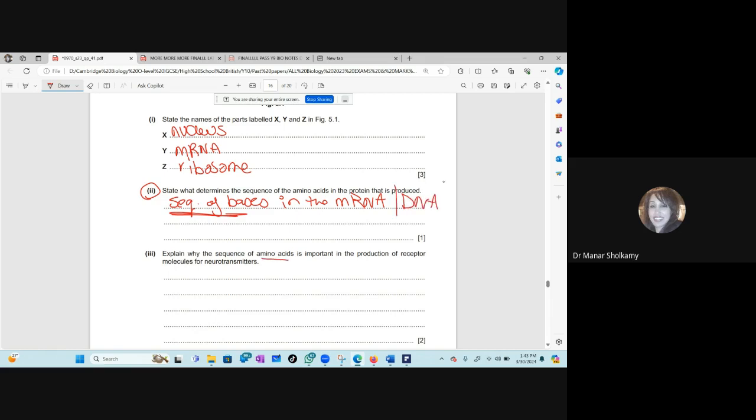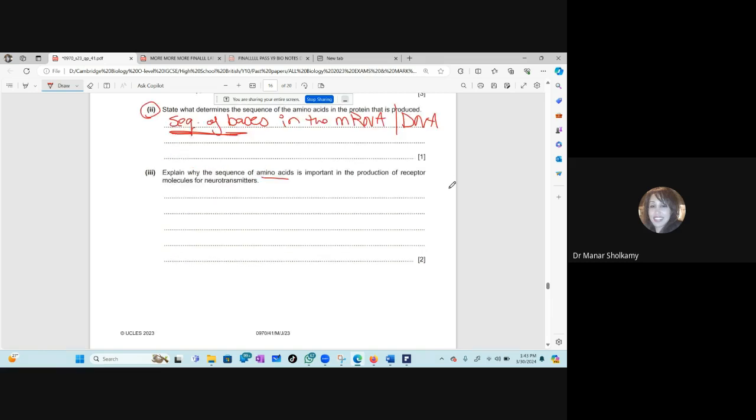Is gene correct instead of bases? Messenger RNA is even better. Yes, of course it is correct. Explain why the sequence of amino acids is important in the production of receptor molecules for neurotransmitters. Now, this is a tricky question.